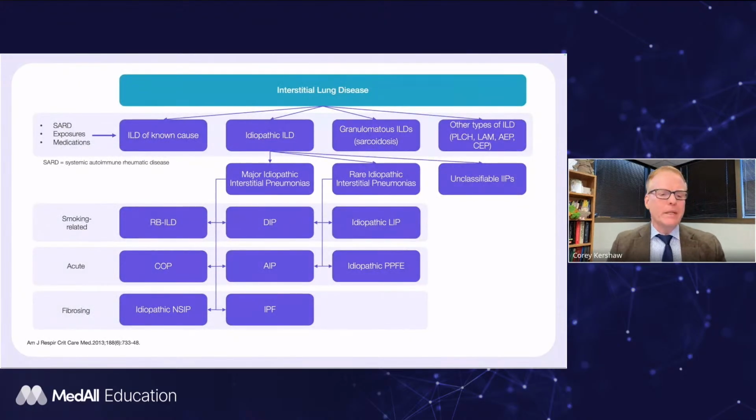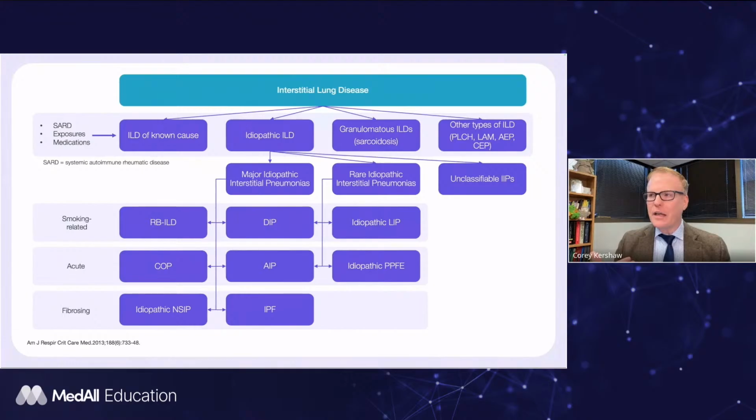It's really incumbent upon us as providers to determine what type of ILD the patient has. It's very common in our practice for us to think of all fibrosing interstitial lung diseases as being IPF. And as you can see from this slide, this simply is not true. There are innumerable types of interstitial lung disease, and one of the first duties we have as providers is determining where they fall along this pathway.